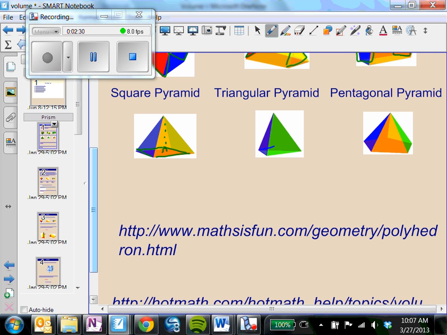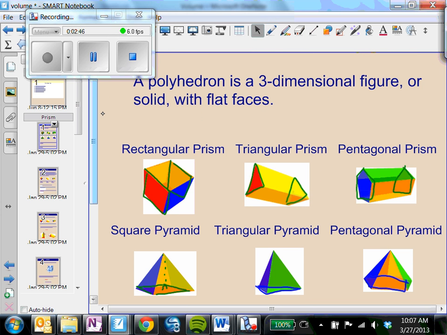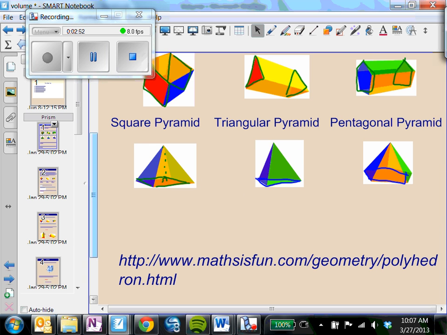The pyramids are named according to the shape of the base. So here I have a triangular pyramid because the base is a triangle. Here I have a pentagonal pyramid because the base is a pentagon. So with pyramids you have one base. With prisms you have two bases. In prisms, all the sides are rectangles except the bases. With pyramids, all the sides are triangles except the base.